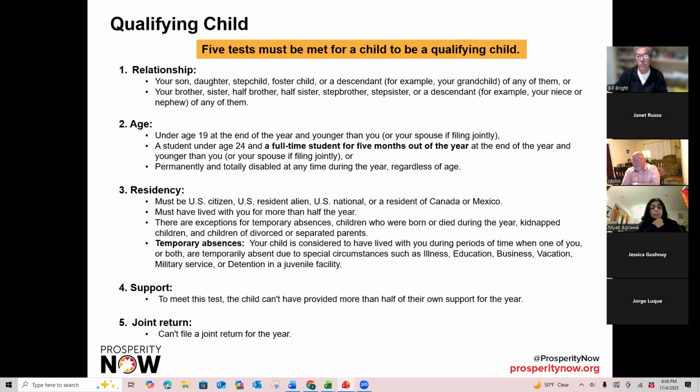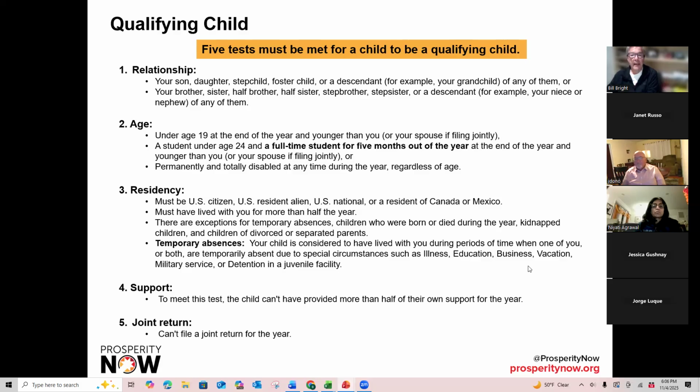The interesting point of children who were born or died during the year: obviously, when you put that birth date in, if the child was born on the last day of the year, you still get the deduction, but there's some verbiage that you have to do that indicates how long they were with you. Well, if they're only with you a day, it's still the same as 365. You get the credit for all of it. Again, there are temporary absences, such as illness, college, military service, or even detention in a juvenile facility.